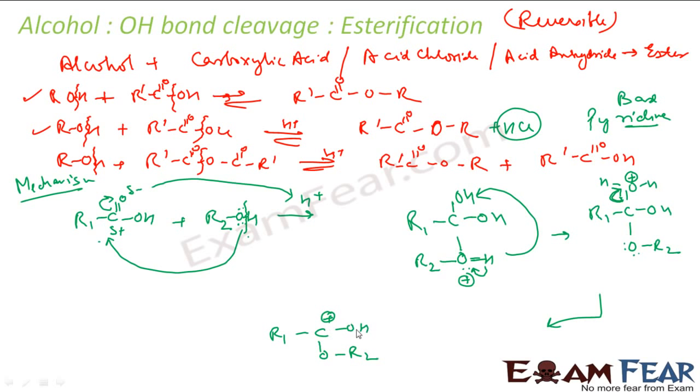Now we have to get rid of this positive charge. What will happen is, if you see this now, this is H here. So if this bond breaks and H plus comes out, you get a negative charge here, right? And this negative and positive will form a bond. So here, if you see, what happens is, this bond breaks, right? And the electrons move in this direction. So what you get is R1, COO, R2. And this is my ester.